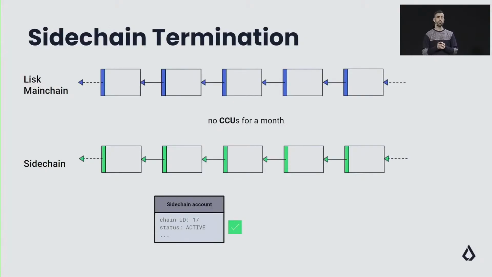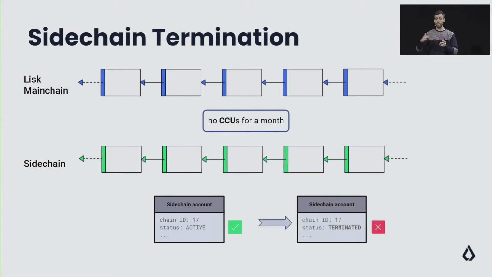The main requirement for a sidechain to stay active in the Lisk ecosystem is that it has to post at least one cross-chain update every month onto the main chain. This is what we call the liveness requirement. If the sidechain fails to do so, if it takes longer than a month to post this cross-chain update, the sidechain account will be terminated on the Lisk main chain. So the liveness requirement has been broken.